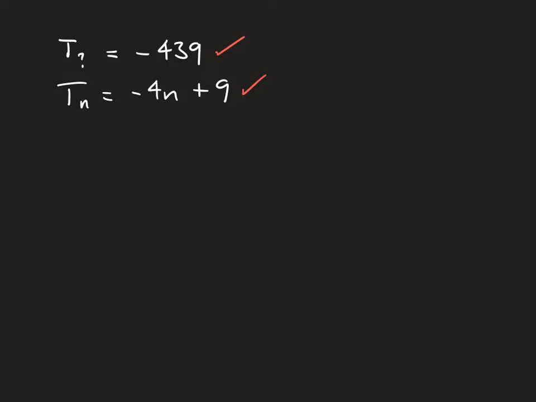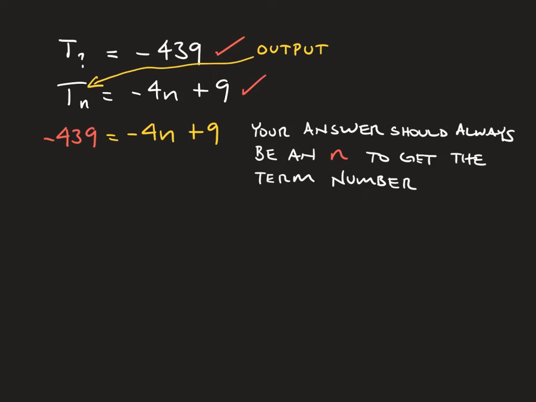It is very important to note that you substitute this correctly. This is an output. It comes out of the equation, which means it's going to be substituted into the general rule where Tn is located. It's also important to note that we've set this up correctly because we will find n as our answer, n equals something, and your answer always needs to be n in order to get the term number. That's what n stands for.